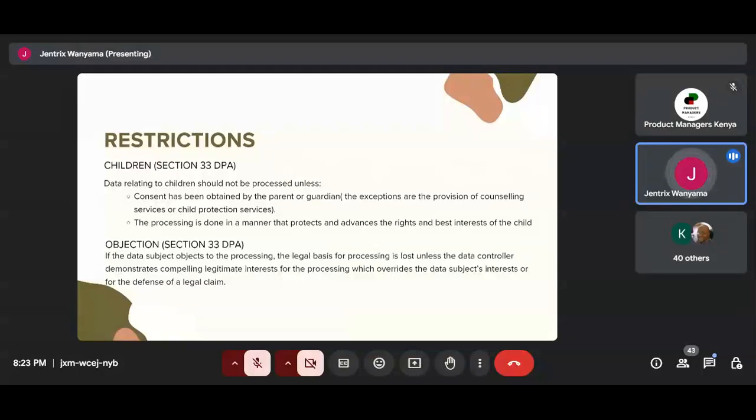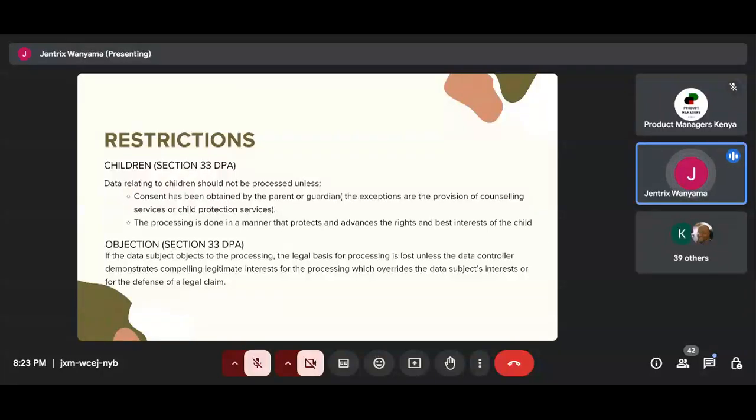The users I was saying are restricted. We have a number of restrictions when it comes to data processing, around four categories. This is when we are talking about children, objections, commercial use, and automated individual decision making. Because of time, I'll really try and rush through all of them.